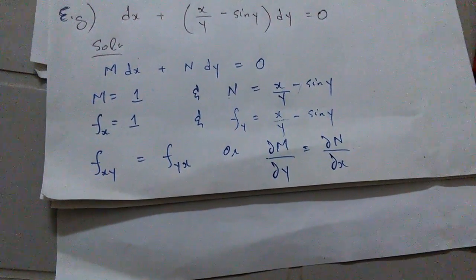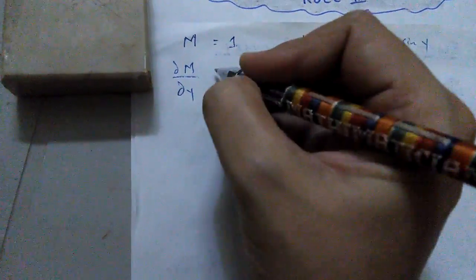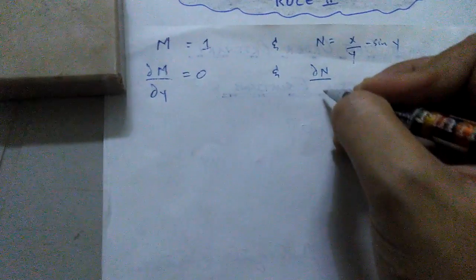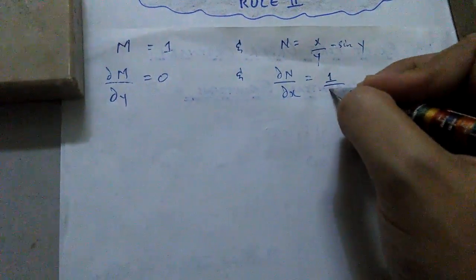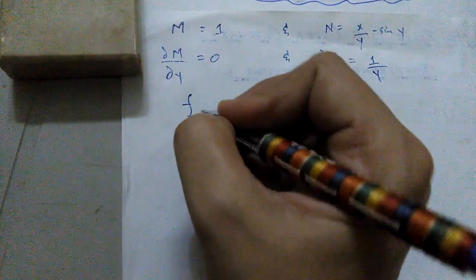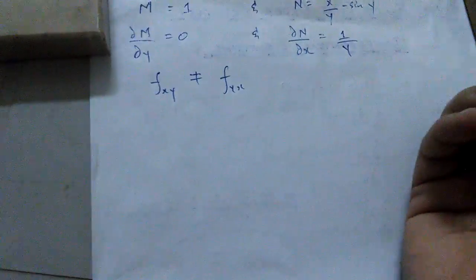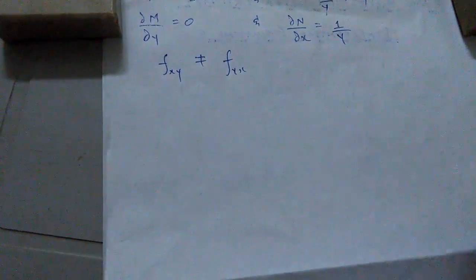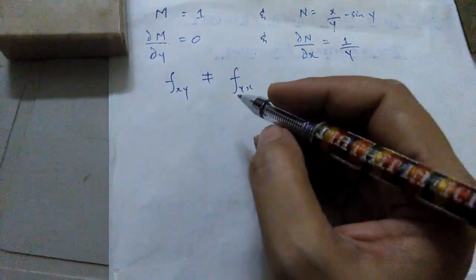Okay? Let's differentiate this stuff with respect to y. Obviously it is going to give me 0 here, and I will differentiate this thing with respect to x, so it is giving me 1 upon y, and that's it. So you can see that f of xy, which is actually this, is not equal to f of yx, which is this. They're not equal. So it means our equation, the given equation, is not exact. We have to convert it into exact form.